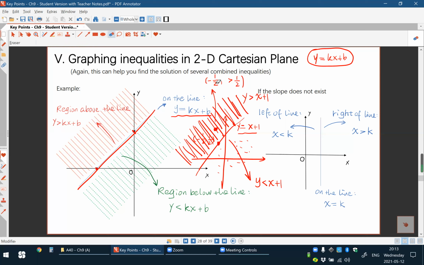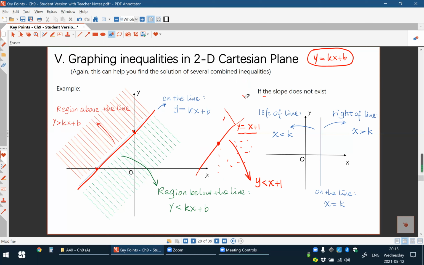So more generally, if we have a line and the equation of this line is y equals kx plus b, any point that is on the line should satisfy this equation, right? And for any point in the region above this line, its inequality should be y is greater than kx plus b, right? And for the region below this line, this can be represented by y is smaller than kx plus b, right? Do you understand?